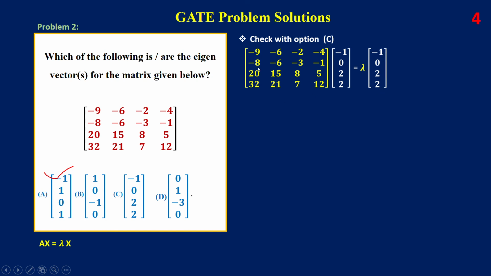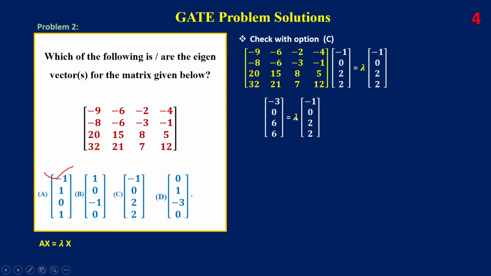And here we can find the elements: minus 9 into minus 1, 9. And the third element is minus 2 into 2, minus 4. Minus 4 into 2, minus 8. The values are minus 3, 0, 6, 6 equal to lambda into minus 1, 0, 2, 2. So compare the elements in the left hand side and right hand side. If we put lambda equal to 3, 3 into minus 1 becomes minus 3. This can be equated.